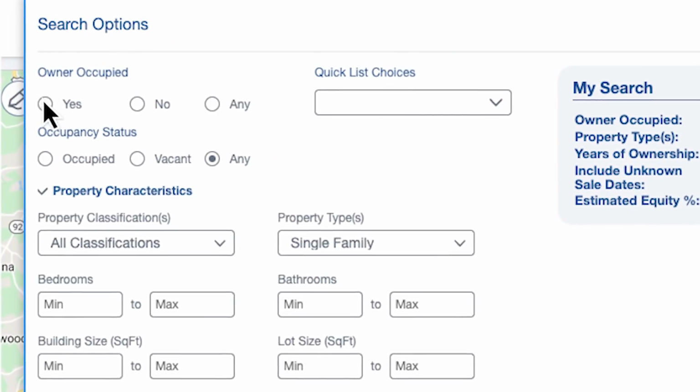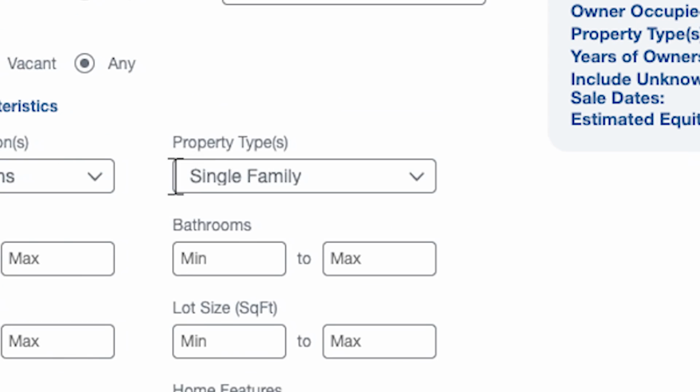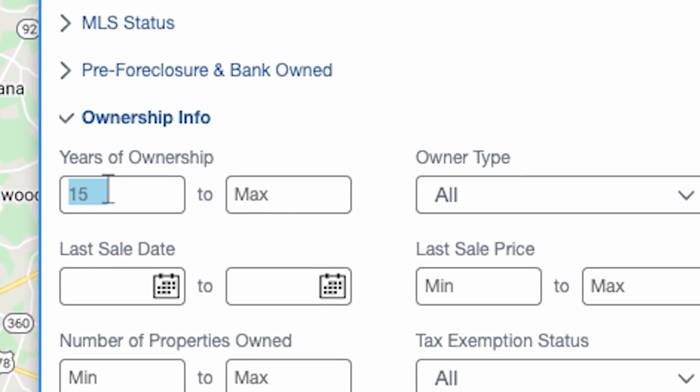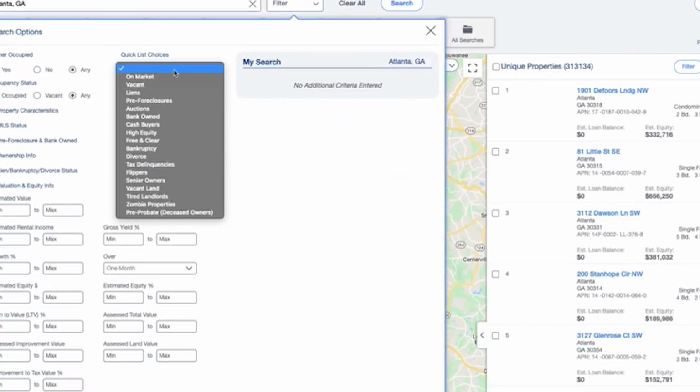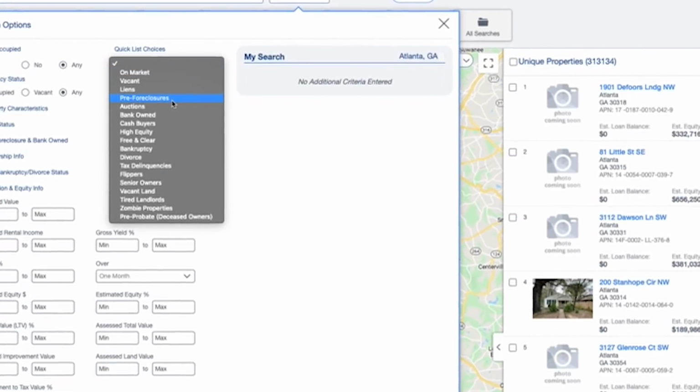And so I can look at all of the vacant properties in my area or all of the properties that have some type of lien, but I can also stack different criteria to create a more customized list. So for example, I can select owner-occupied properties that are single family, have been owned for 15 years or more, and have at least 75% of equity. You can also stack using their quick list features, so I could look at all of the vacant pre-foreclosures, for example.